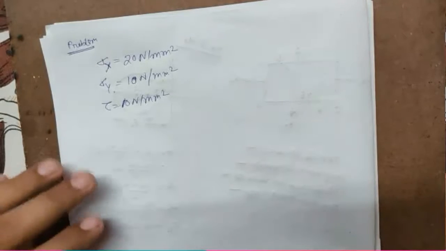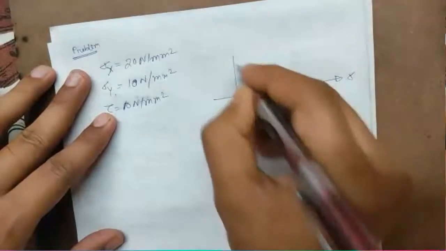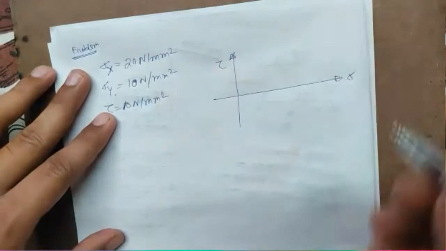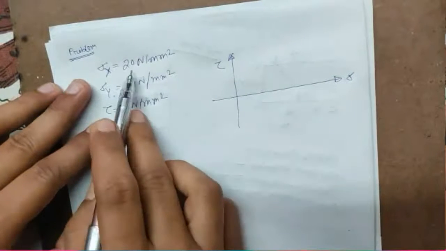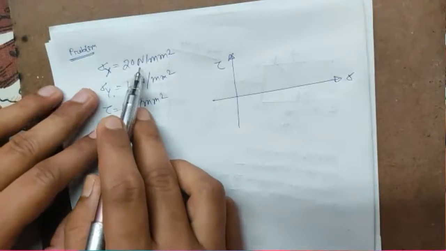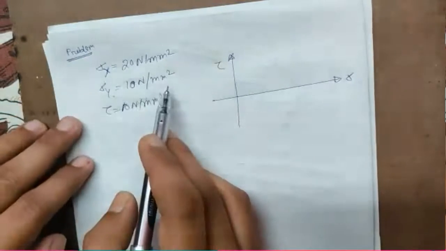So this is the given data. From here you have to draw a Mohr circle and find out principal planes and principal stresses. So what you will have to do, draw the Mohr circle. This is normal stresses, this is shear stresses. So you can take 20 Newton per millimeter square and 10 Newton per millimeter square.